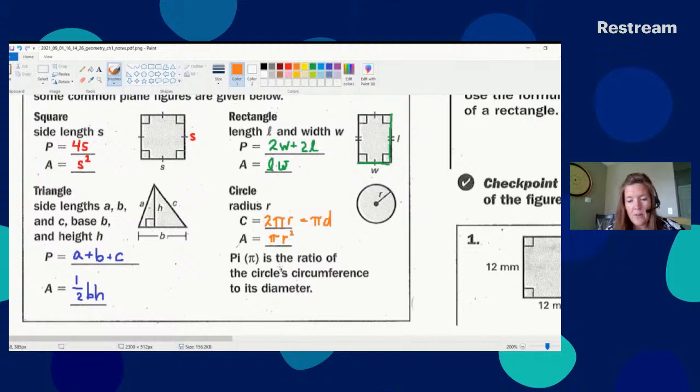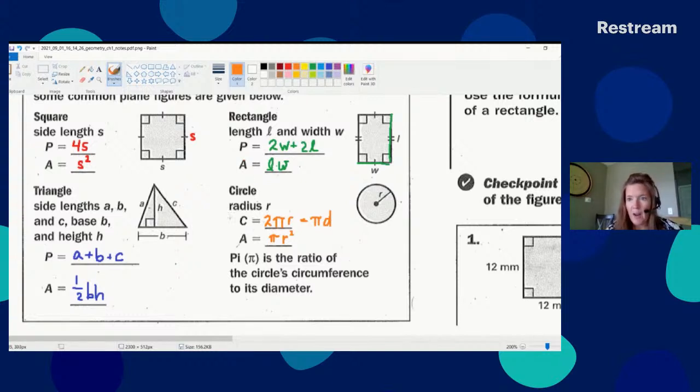So hopefully those are all review for you. Oh, and just here it mentions pi is the ratio of the circle's circumference to its diameter. So it's actually a measurement. We can do a cool experiment with that on how you find pi. So hopefully those are a review for you guys.